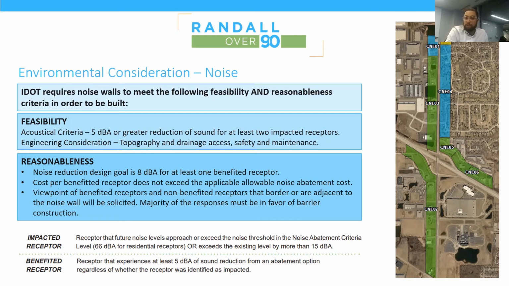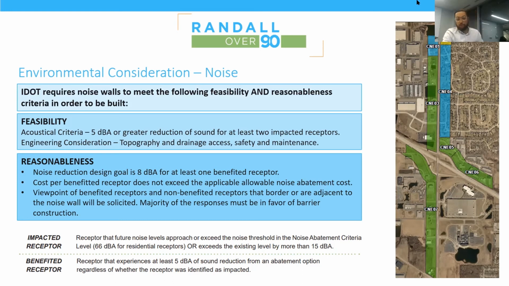And then another reason to think about feasibility is whether building that barrier is possible from an engineering standpoint. So topography: is there a very large hill or something that wouldn't allow you to build a barrier? Safety, maintenance, and drainage, all those different engineering considerations go into feasibility. So let's say you pass that phase, you say your barrier is feasible, then you move on to the reasonableness phase.